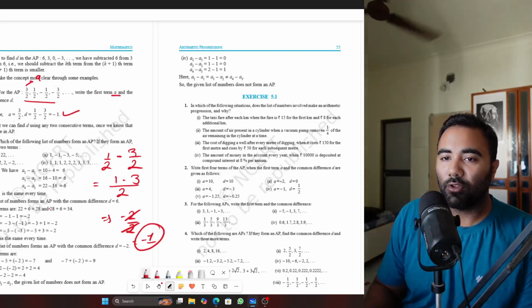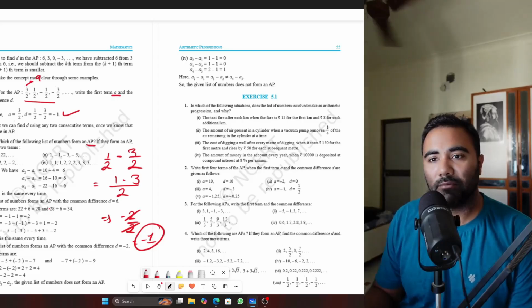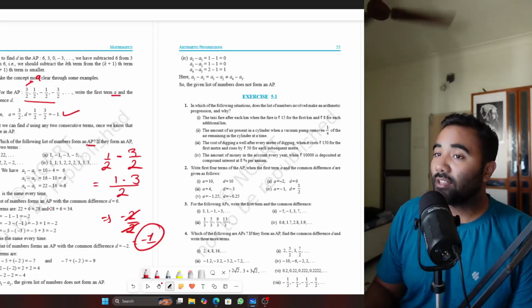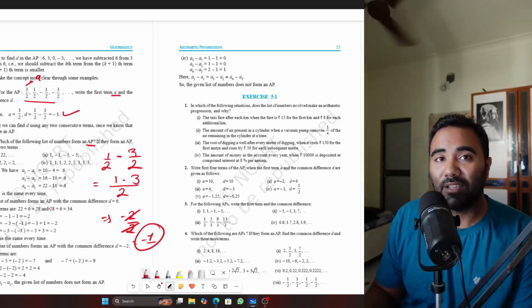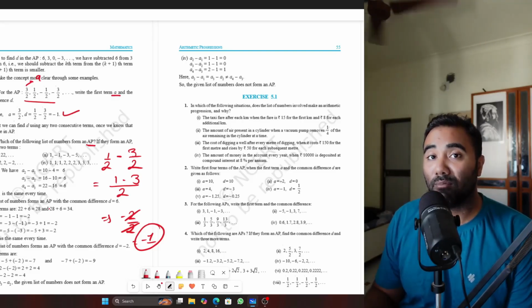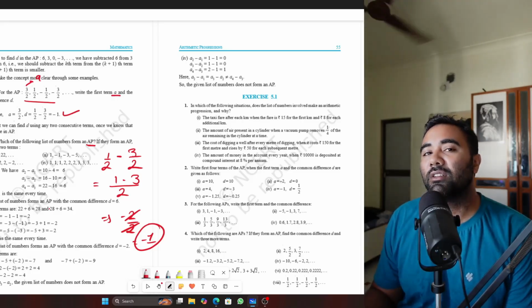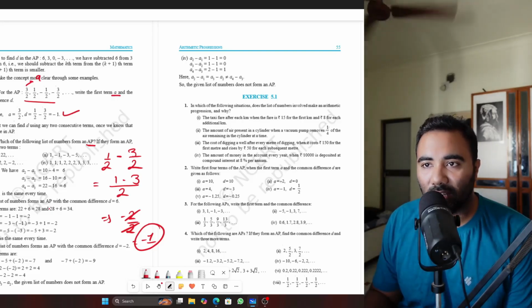Alright, now let's look at example number 2. It says, which of the following list of numbers form an AP? So which of the numbers from the following list make an AP? The condition for a series of numbers to become an AP is that they must have the same common difference. How do you calculate common difference? You simply subtract the preceding number from the succeeding number.